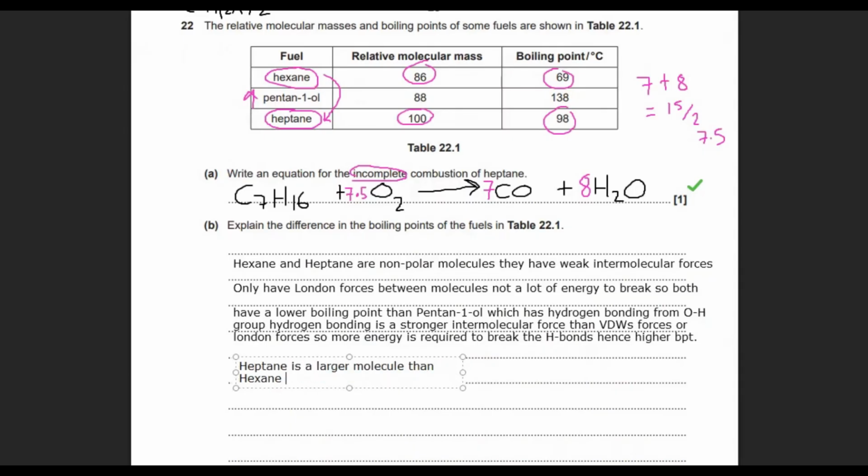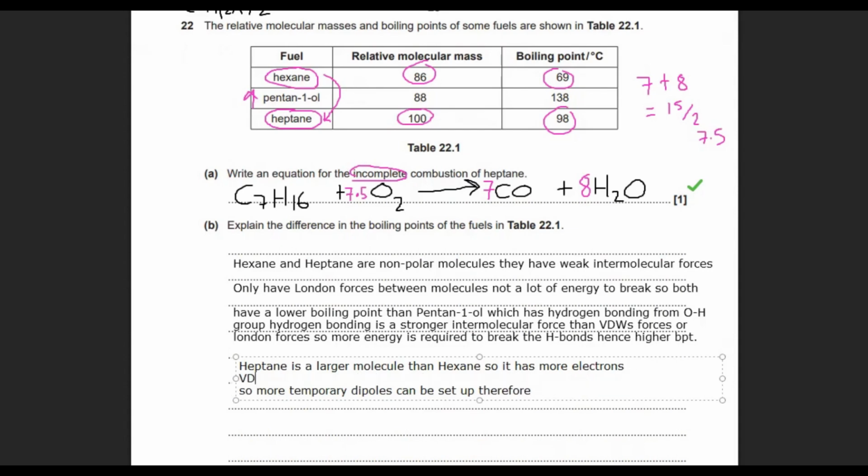Now, these are weak and easy to break, hence the lower boiling points of hexane and heptane when we compare them to the alcohol pentan-1-ol, which has hydrogen bonds. You need to point out that hydrogen bonds or H bonds are stronger than London forces or van der Waals forces, and therefore they take more energy to break, hence why the alcohol has the higher boiling point.